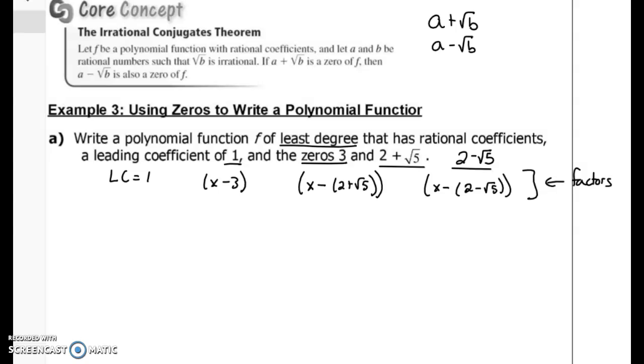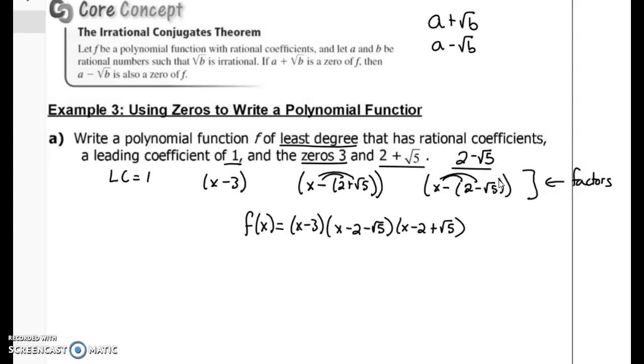Okay, now the hard part is taking this and turning it into a polynomial. It's not too bad, it's just a little bit of work. I can say my function is x minus 3 times, now I'm going to take this factor, x minus (2 plus square root of 5), and distribute the subtraction sign. So that becomes x minus 2 minus square root 5. Then I do the same thing to the other factor, distributing the subtraction sign through the 2 minus square root 5, so that becomes x minus 2 plus square root 5.